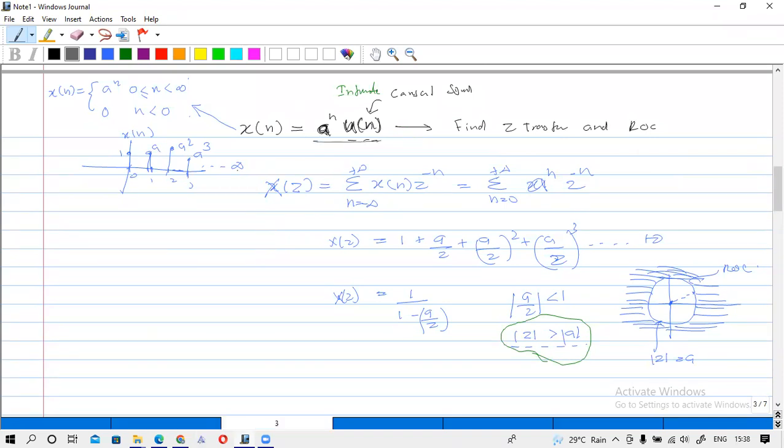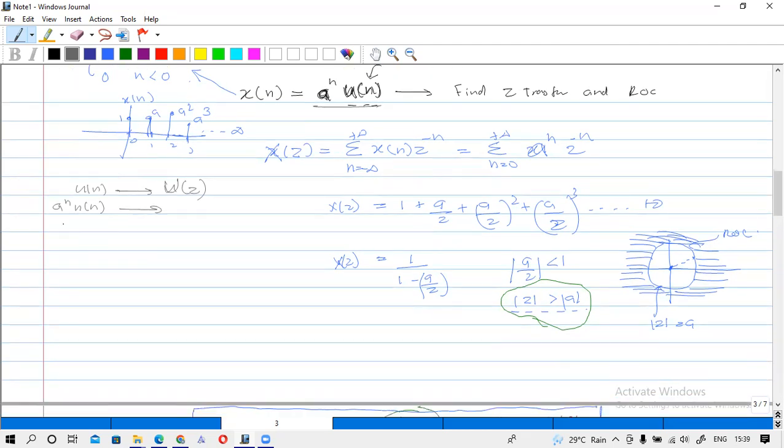So what is this? Here, if you find the u[n], you can get the Z transform. And if you multiply this u[n] by a^n, you can calculate it using the multiplication property. So this is also a multiplication property, but here we didn't use the multiplication property. We just go with our basic approach.